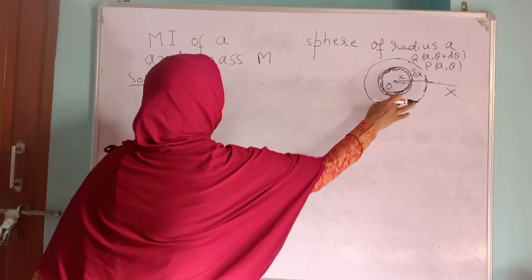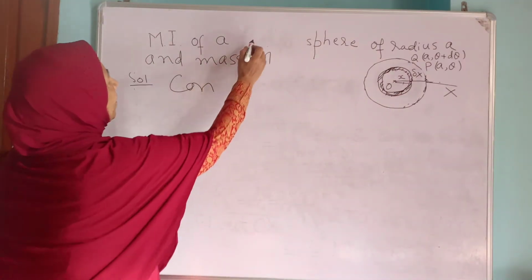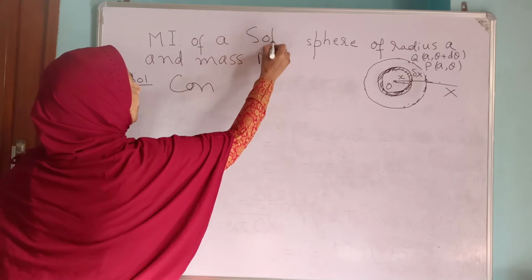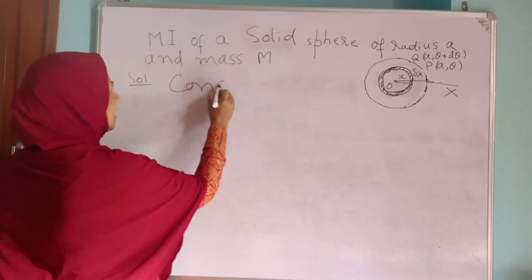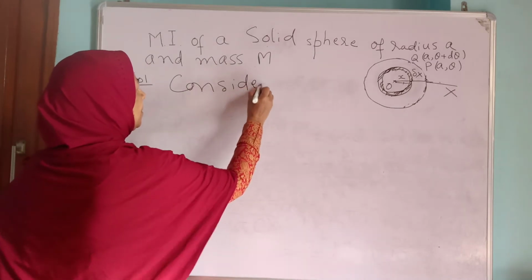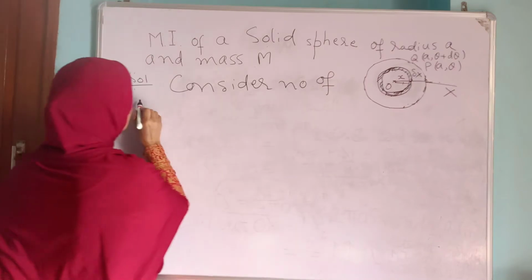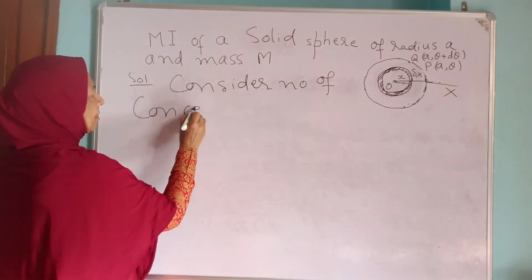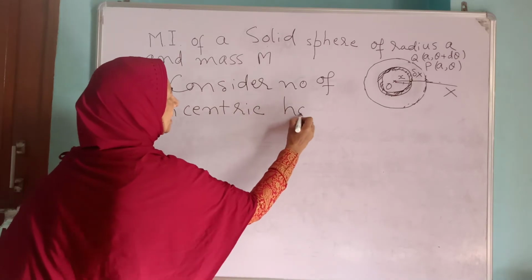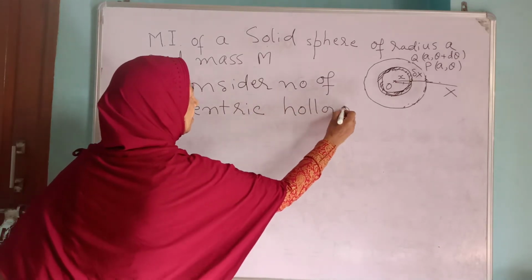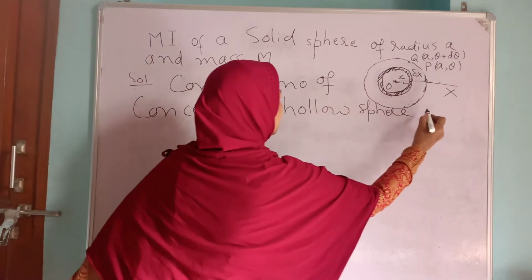So, consider a number of concentric hollow spheres making the solid sphere.